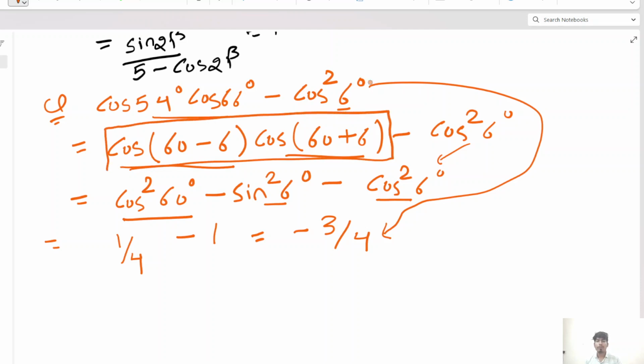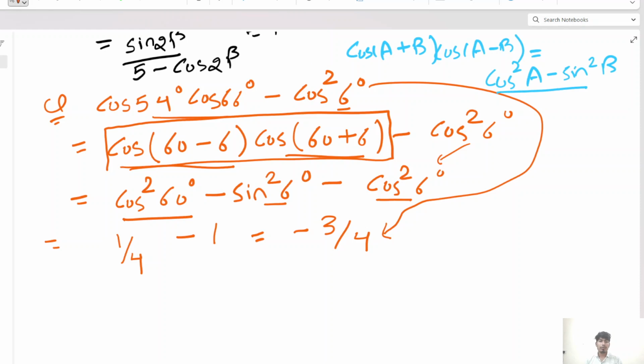Remember this formula, cos of a plus b into cos of a minus b. This is cos square of a minus sin square of b. This is our formula. Now we do another question. What is our next question?